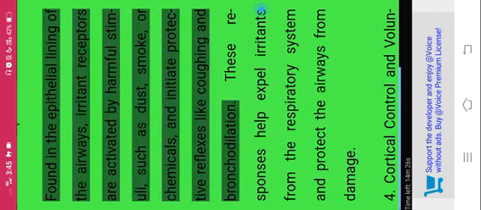Irritant receptors. Found in the epithelial lining of the airways, irritant receptors are activated by harmful stimuli, such as dust, smoke, or chemicals, and initiate protective reflexes like coughing and bronchoconstriction. These responses help expel irritants from the respiratory system and protect the airways from damage.